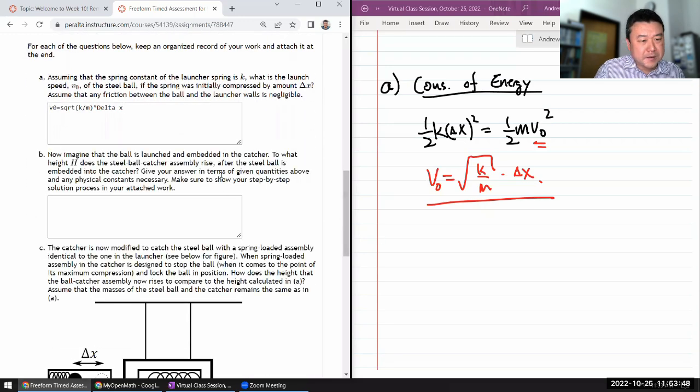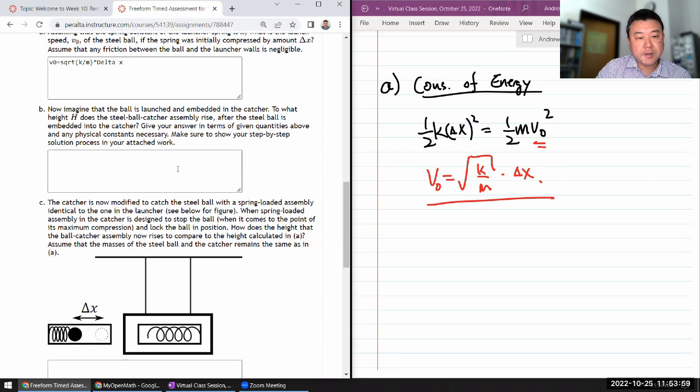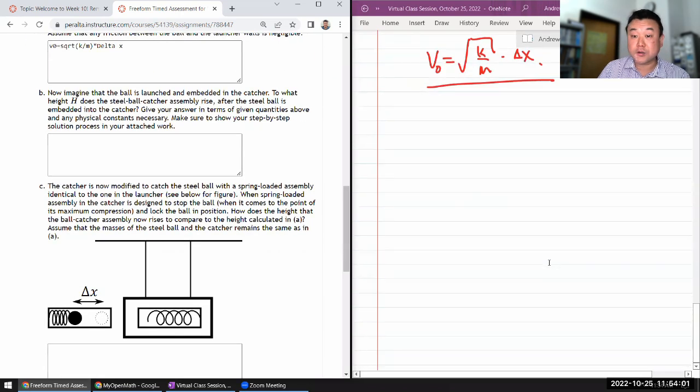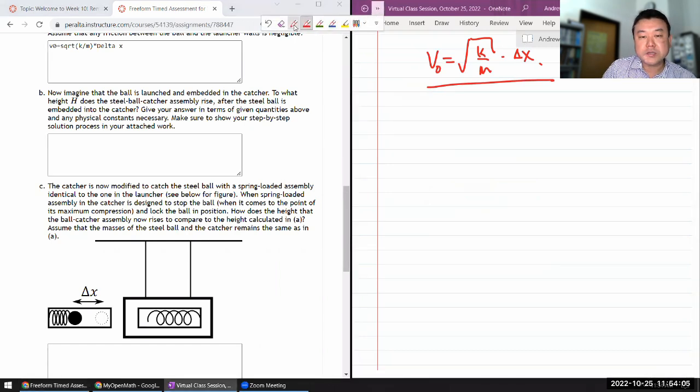Okay, if we imagine that the ball is launched and embedded in the catcher, to what height h does the ball-catcher assembly rise? Yeah, this is the thing you have to be careful about, and it's the subject of your pre-lab for Wednesday's lab. You have to treat this interaction in two parts. Part one will be the collision.